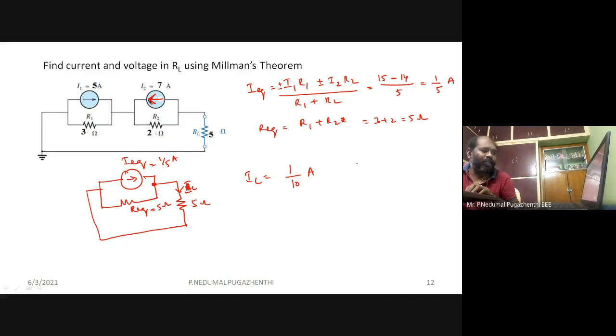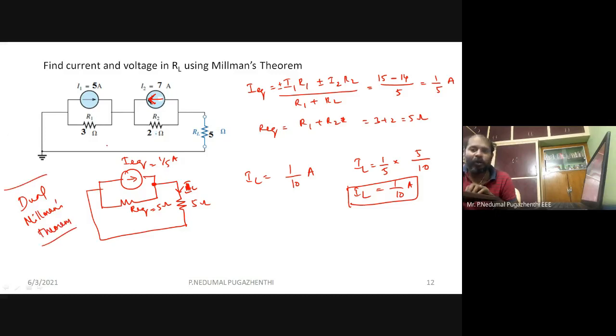Or if you are interested in current division, I can write it like IL is equal to the total current, 1 by 5, into the opposite branch resistance divided by the total resistance. So I will get 1 by 10 amperes. Both are same. Is that okay? So if you have a current source directly provided, this is what you call dual Millman's theorem.